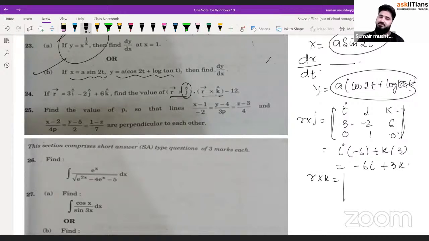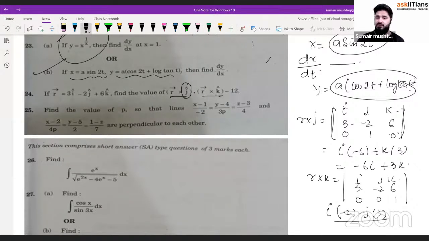R cross k, simply i j k, 3 negative 2 6 0 0 1, because only k coordinates will be available here. Find the value, that is i times negative 2, isn't it? j times negative, j times 3, and k will be 0. So this is your i cross j.